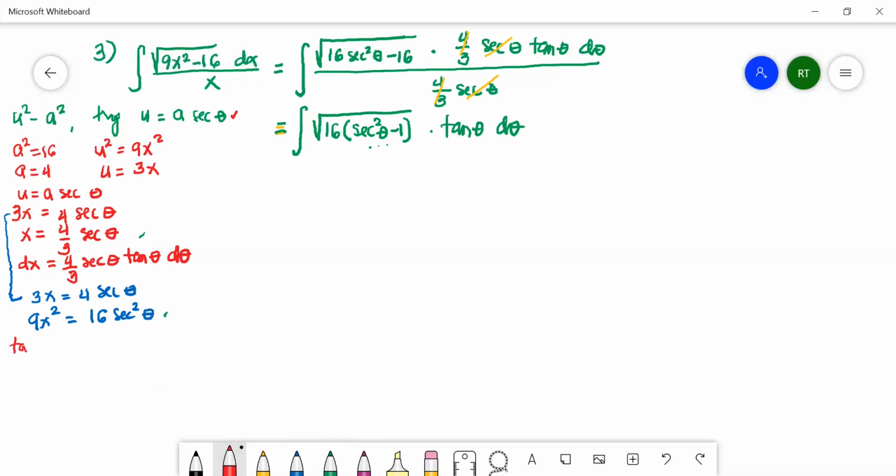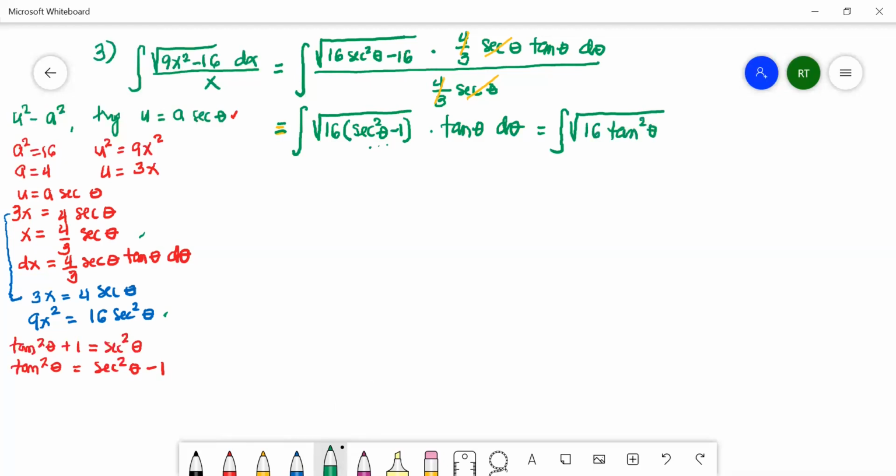We have the identity that tangent square of theta plus 1 is equal to secant square of theta. Therefore, if we transpose 1 to the other side of the equation, then tangent square of theta is secant square of theta minus 1. Hence, we can replace secant square of theta minus 1 in the radicand by tangent square of theta. So doing that gives us the integral of the square root of 16 tangent square of theta times tangent of theta d theta.